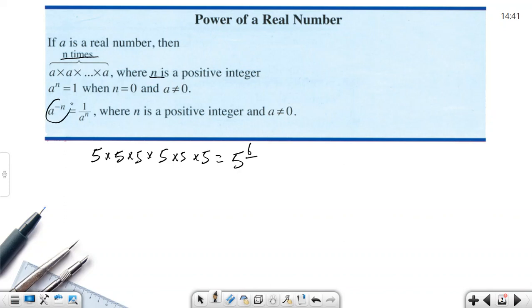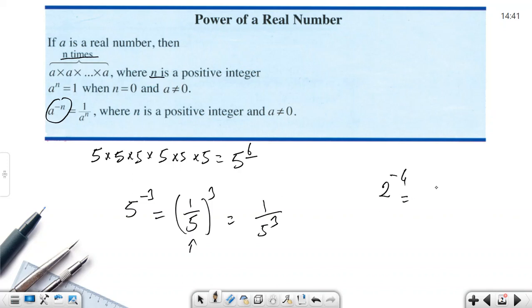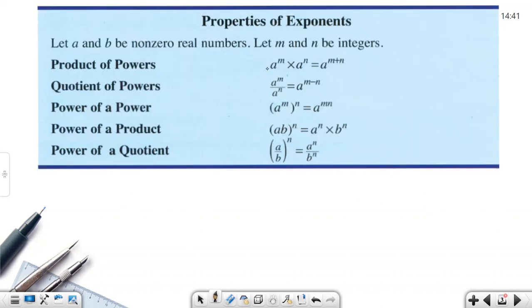Let's continue with the negative power. Let's say 5 to the power of minus 3. This is exactly equal to 1 over 5 to the power of 3. When it's a negative power, we write the reciprocal of the number, like 2 to the power of negative 4. That's exactly equal to 1 over 2 to the power of 4, since the reciprocal of 2 is 1 over 2. We already know that one.